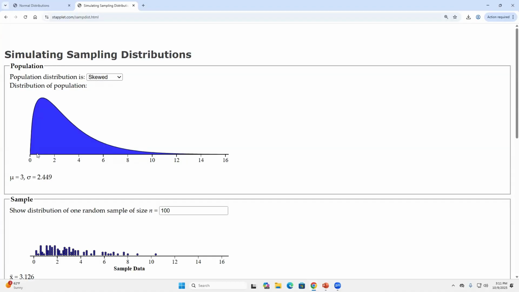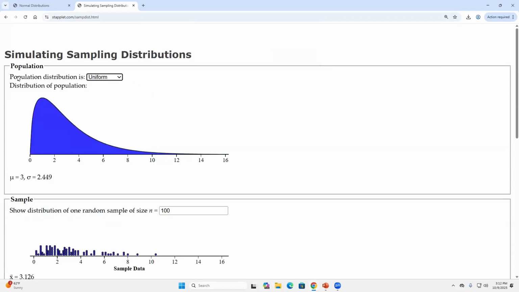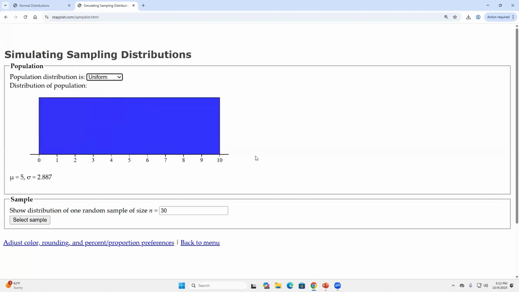So we've been dealing with this skewed population for a little bit right now, so we're going to switch it up. So instead of skewed, we're now going to try a uniform population. So on your population distribution we're just going to choose uniform. And I think I messed it up. We're just going to choose uniform. So now we have a uniform population distribution.